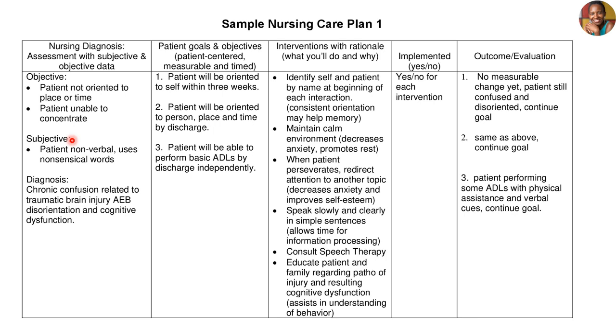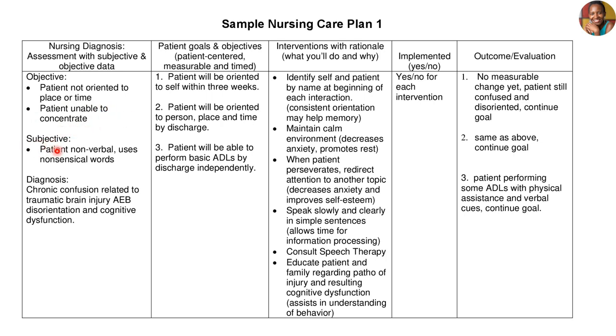So the subjective data is simply the actions and words as generated by the patient. The objective data, on the other side, is the status of the patient as interpreted by the nurse, or in this case by the health practitioner. So for example, in this patient, the patient is not oriented to place or time, patient is not able to concentrate.